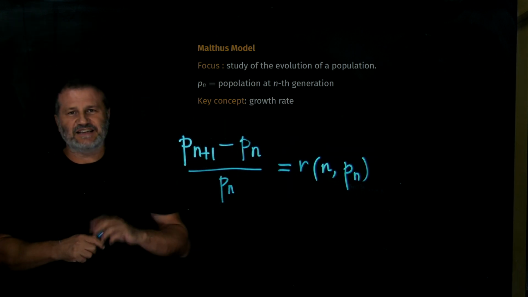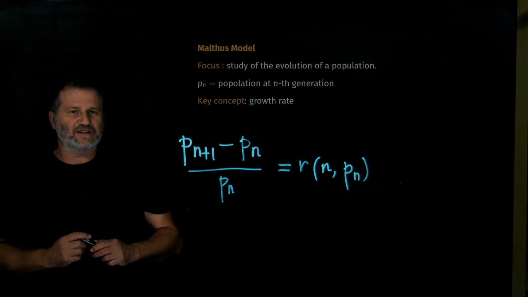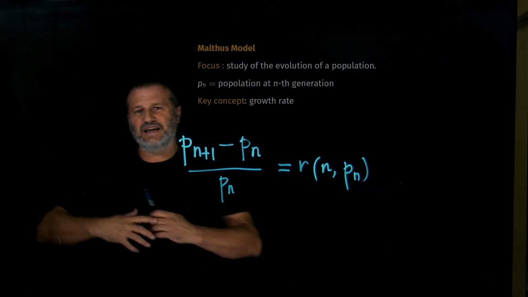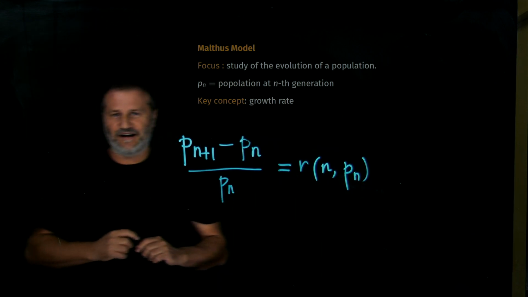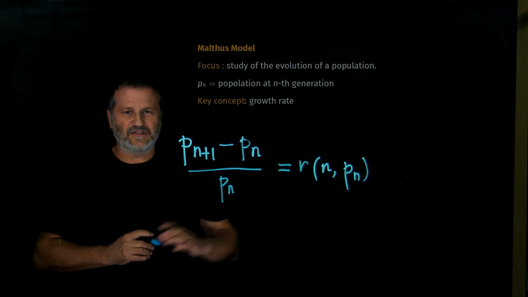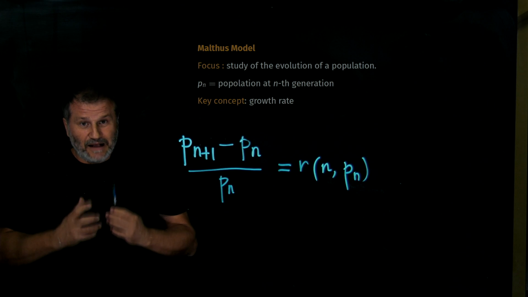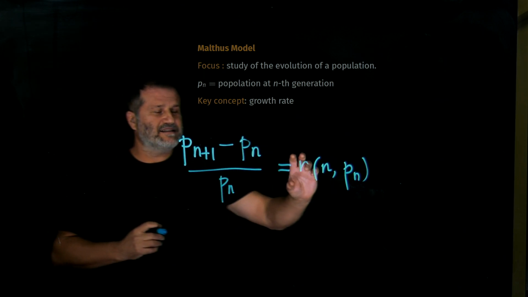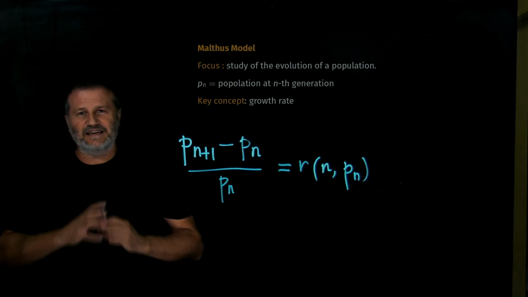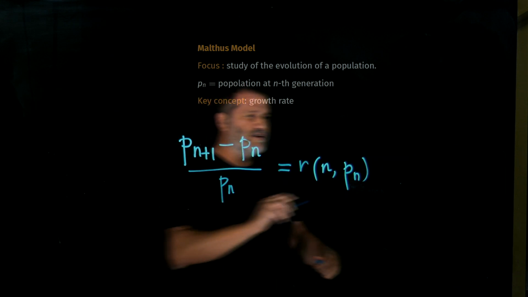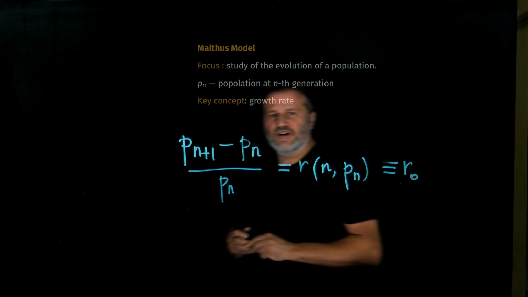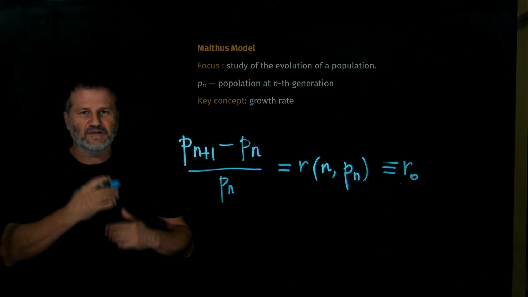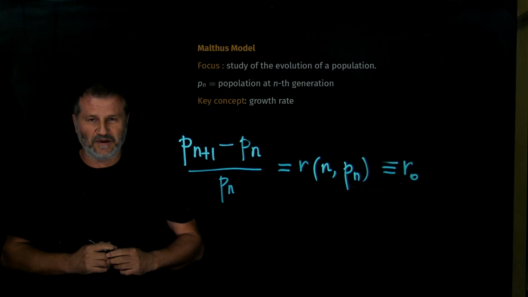So this is, let's say, an example of what could be the key ingredient. Of course, in a real problem, there could be many other factors here. But let's stay on these two. The Malthus model assumes that this growth rate is the simplest possible. So it's just a constant, something that is not depending on n and not depending on the size of the population.